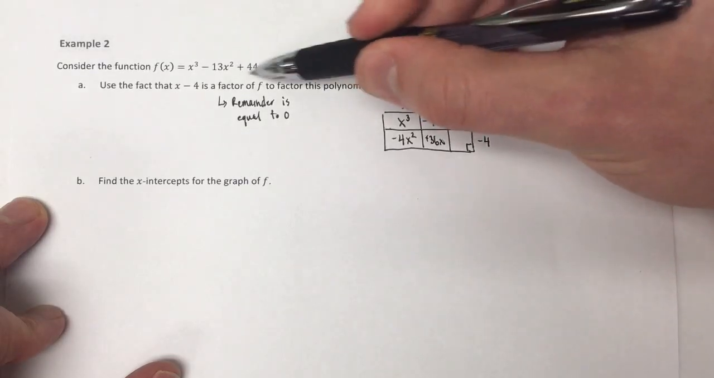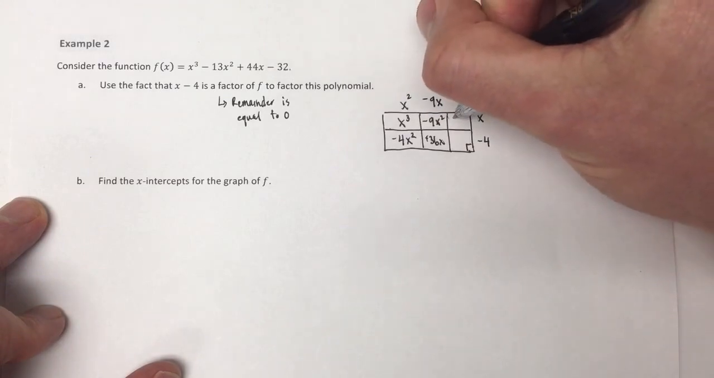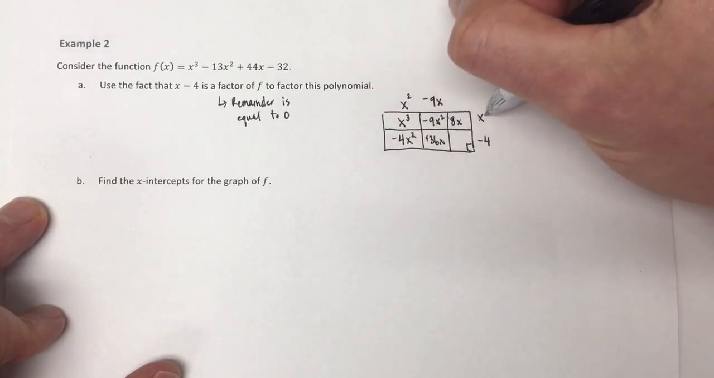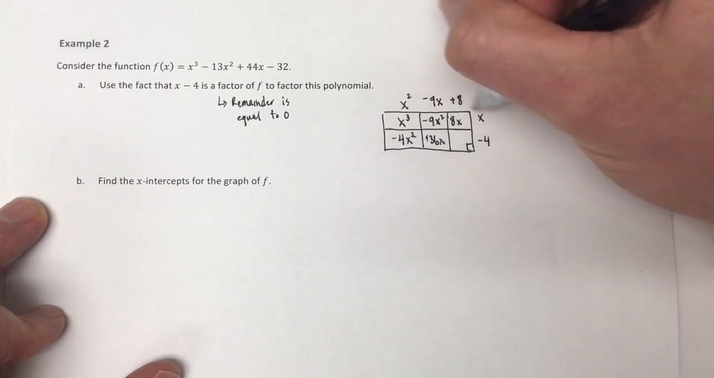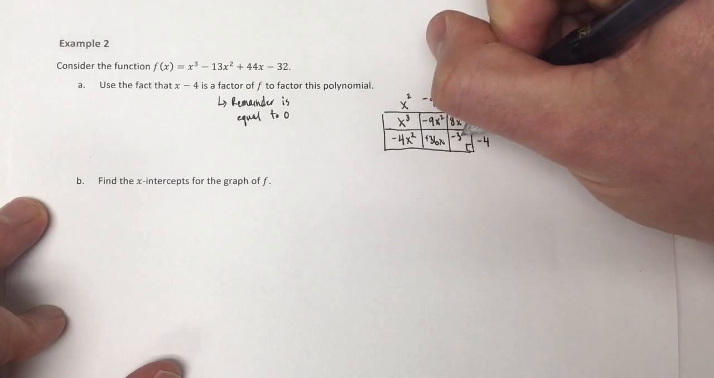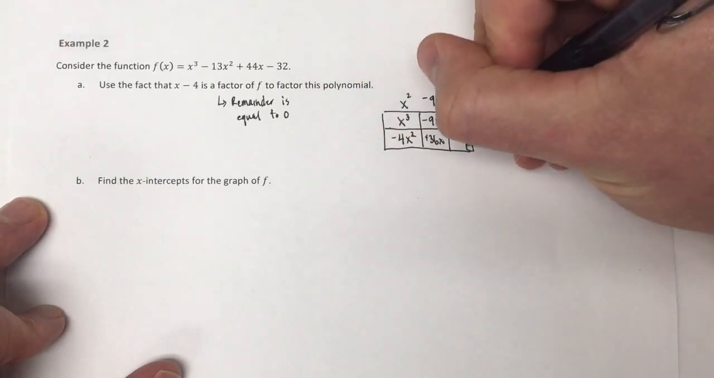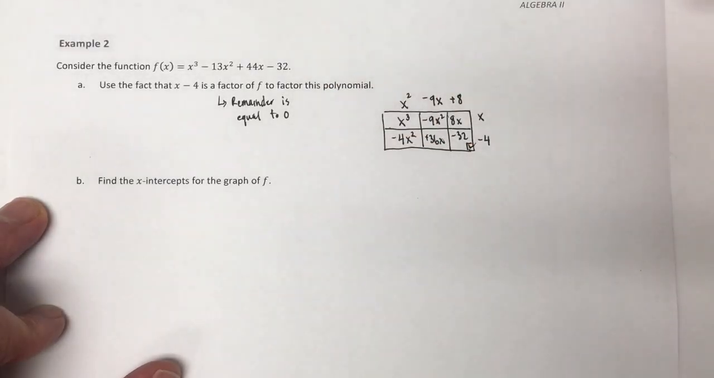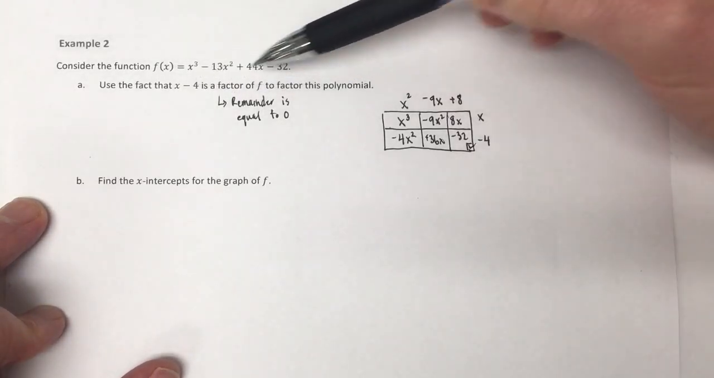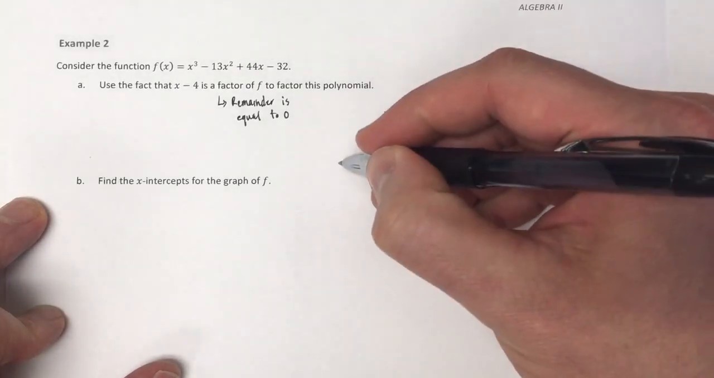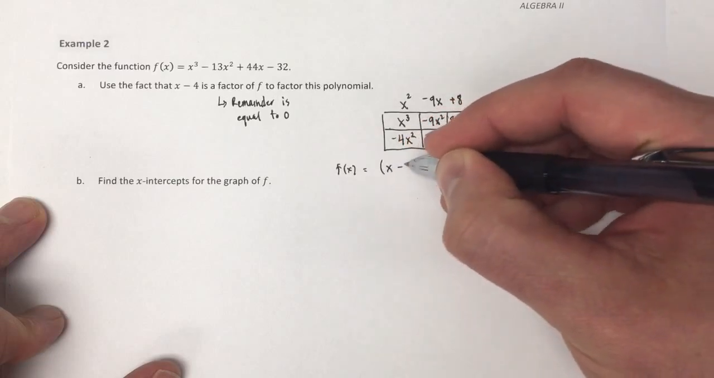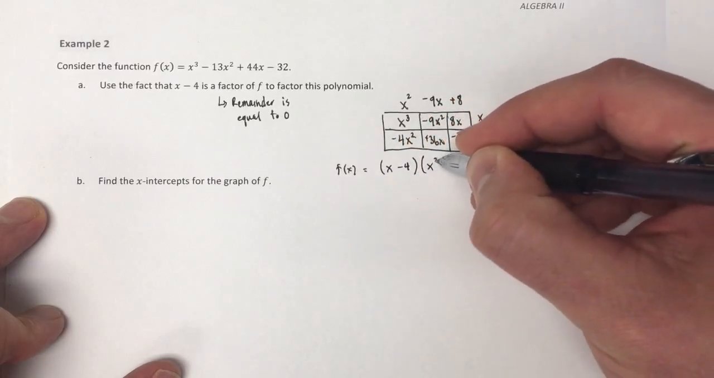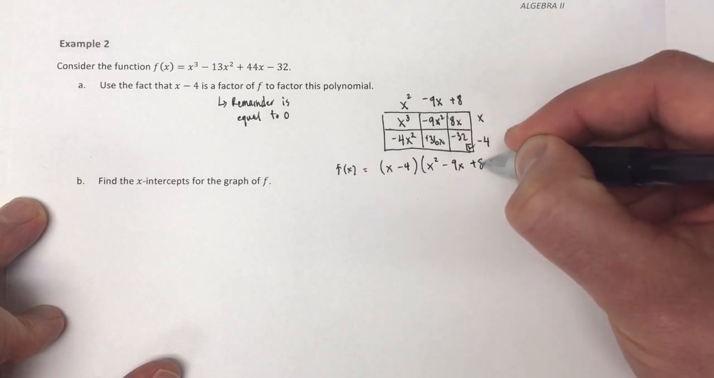I need to have a total of 44 x's, so I need 8 more. What did I multiply x by to get 8x? Well, that must have been a positive 8, and then positive 8 times negative 4 is a negative 32, which matches the constant. I'm going to check this box, so now I've done it correctly. Understanding the connection between a factor and factored form of a polynomial, I now know that f of x can be expressed as x minus 4 times x squared minus 9x plus 8.